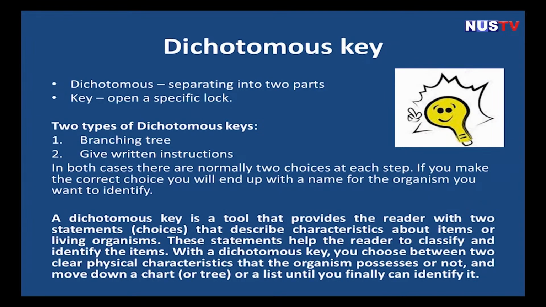So a dichotomous key is a tool that provides the reader with two statements. Like I mentioned before, these statements are choices. These choices can describe characteristics about items or living organisms. These statements help the reader to classify and identify the items. With a dichotomous key, you choose between two clear physical characteristics that the organism possesses or not, and you move down the chart or tree or list until you finally can identify it.